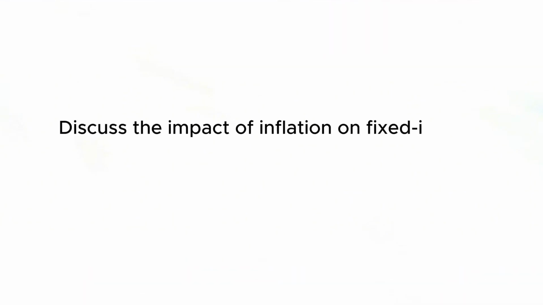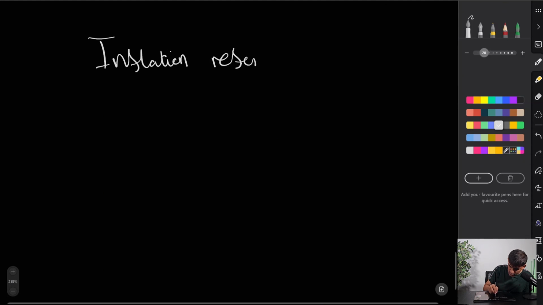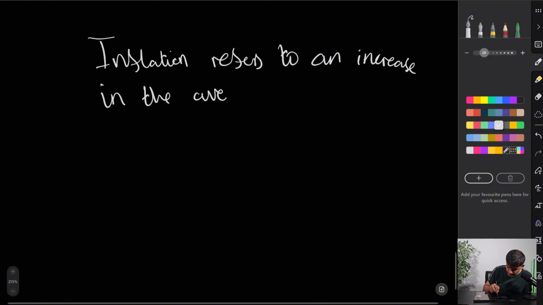The next question asks us to discuss the impact of inflation on fixed income households. Well, first of all, what is inflation? Inflation just refers to an increase in the average price of goods and services.